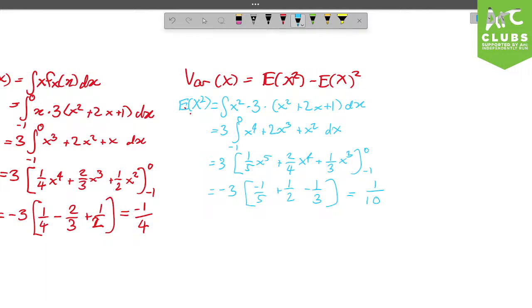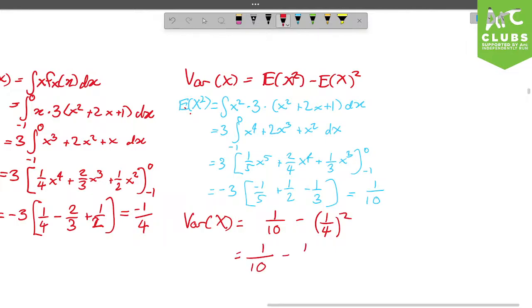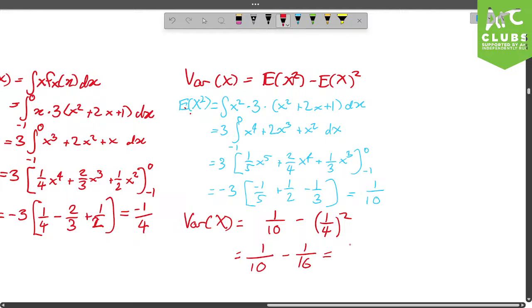All right. So then to get the variance, we can just say that the variance of x is equal to 1 on 10 minus 1 on 4 squared. So it's 1 on 10 minus 1 on 16, which is what? 16 minus 10 on 160 equals 6 on 160, which we can simplify if we care to, to 3 on 80. Yeah. So that's how we do this question.